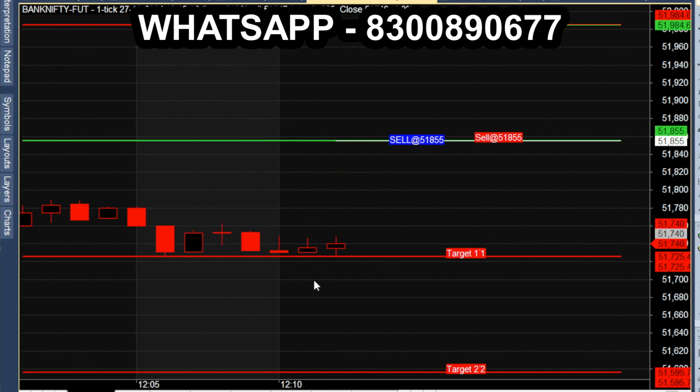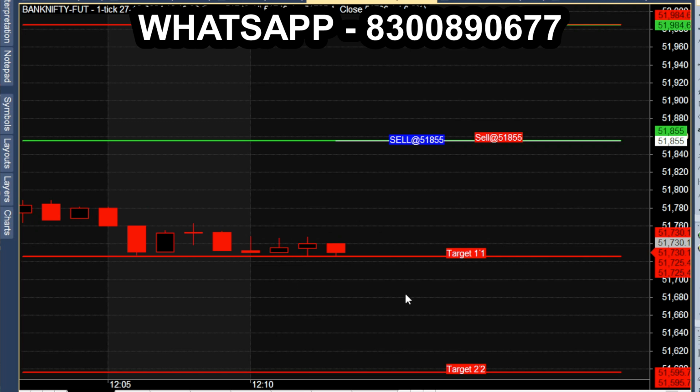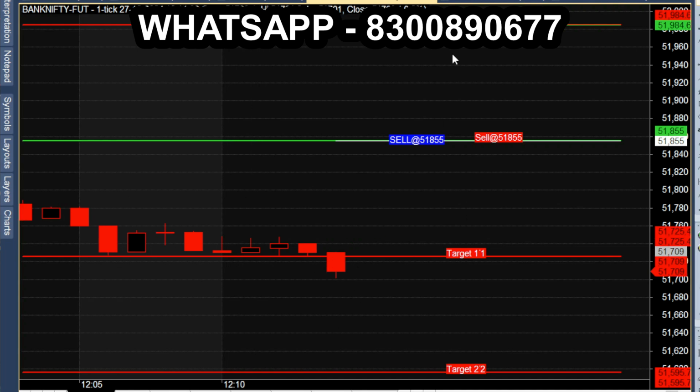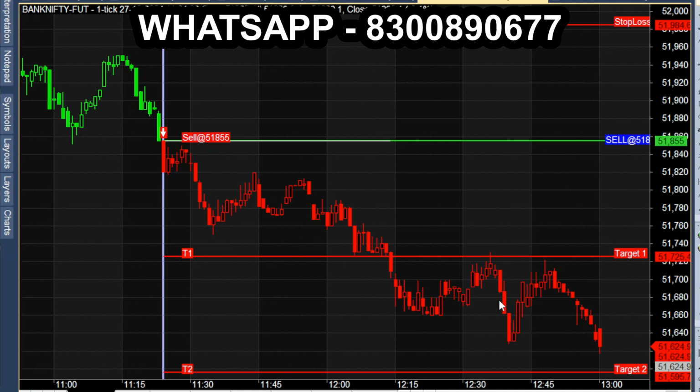Continuous bearish momentum. So it easily breaks out the first target range. From opening itself, market is going downside direction only. So it easily breaks out the target. Like this, you can change script like in the money, at the money, out of the money. For option chart also, the signal will come.